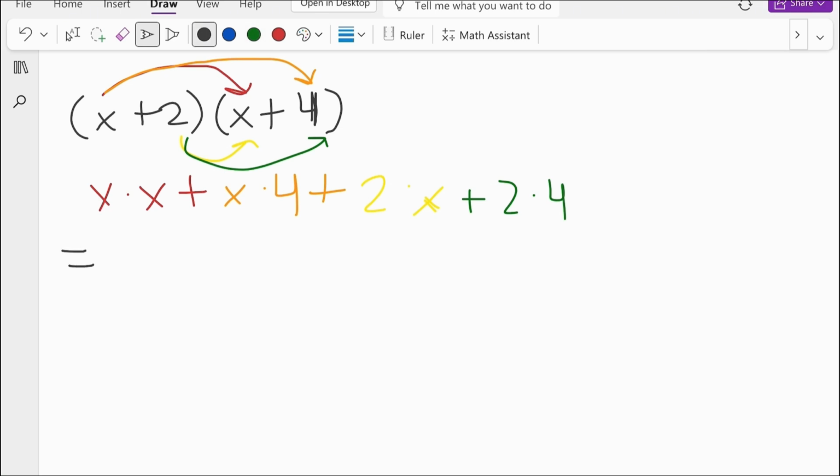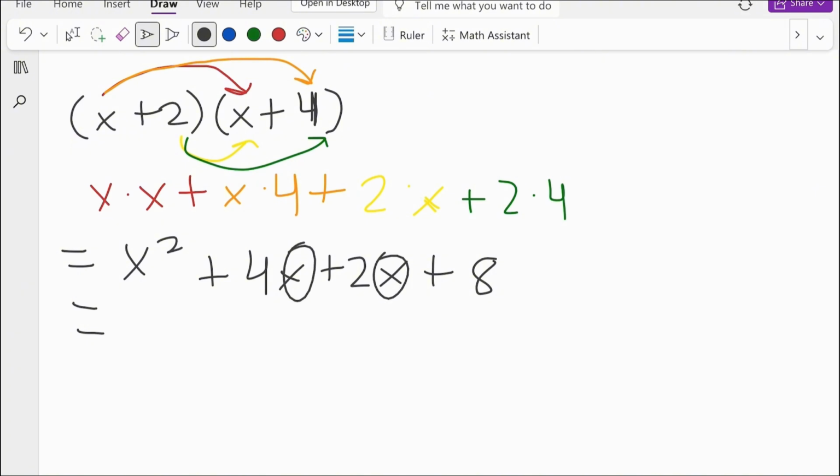Now, obviously, x times x, that's just x squared. And then we can just rewrite this in the algebra you probably learned in school. And obviously, oh, sorry, this is a 2, not a 6. Apologies. And 2 times 4 is just 8. And of course, we can combine like terms because we have x and x here. Just add the coefficients. So our final answer is x squared plus 6x plus 8. That's it. That's our answer.